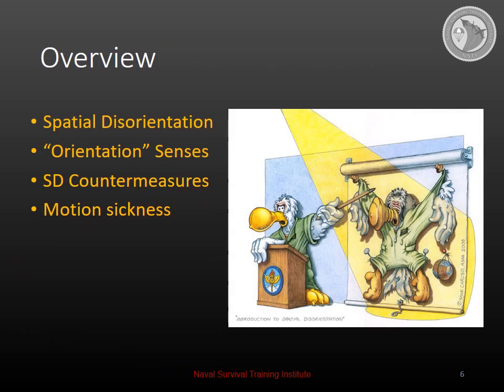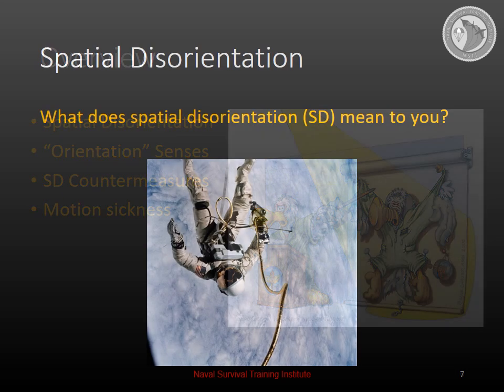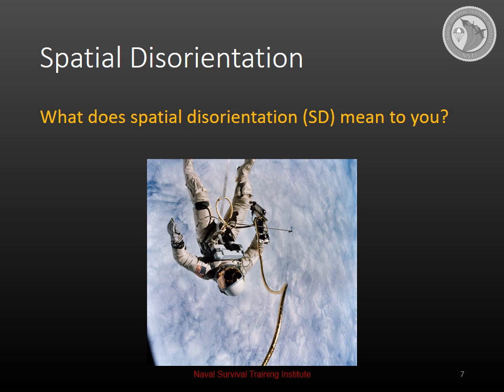So here's a quick overview of what we're going to be studying in this lecture. We're going to talk about what spatial disorientation is. We'll talk about the orientation senses. We'll discuss spatial disorientation countermeasures, and finally motion sickness. So what does spatial disorientation mean to you?